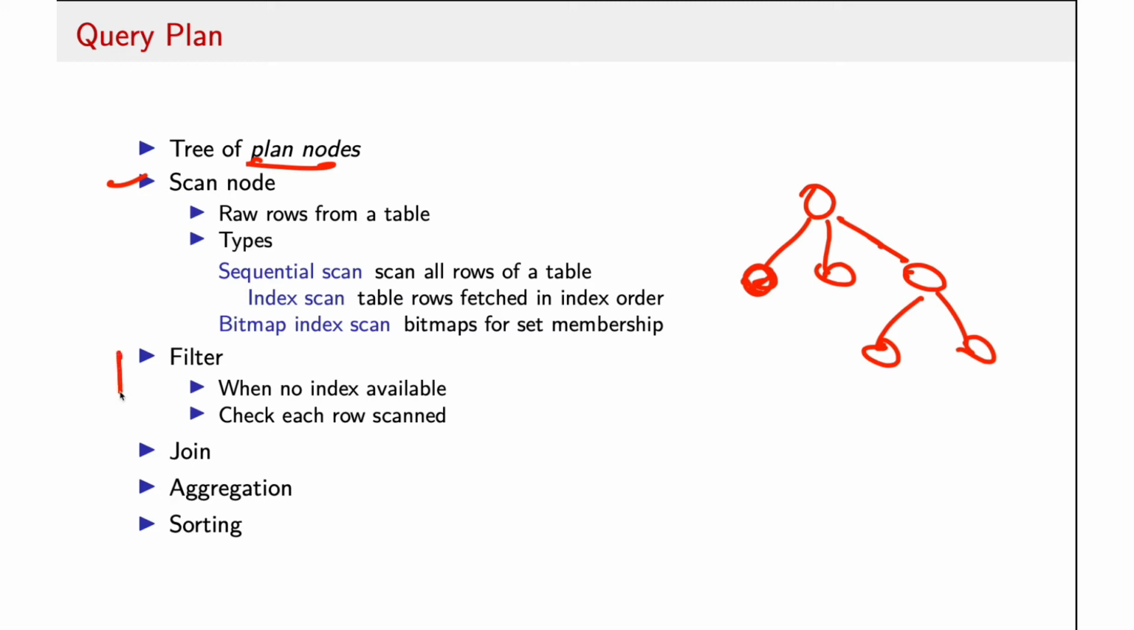There are also filter nodes to see if you need to remove information from the result set as it's being created. There are join nodes that bring together multiple tables, obviously. There are nodes for aggregation, so when we're trying to do a group by operation, maybe with a sum or a count or a min or a max. And then also sorting nodes that are used when you have an order by clause.